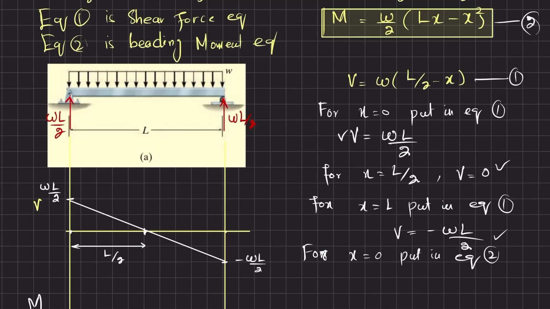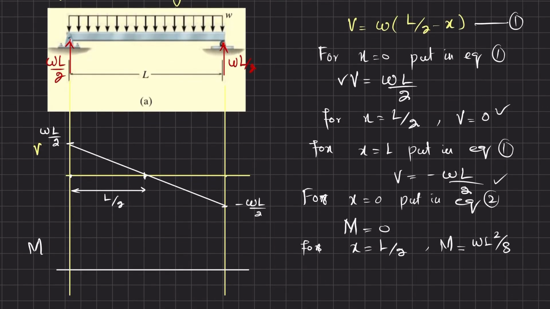Equation 2 is this one. When x is equal to 0, the moment will be equal to 0. For x is equal to L over 2, when you put it in equation number 2, you will get moment equal to WL square over 8. And for x is equal to L, when you put it in equation 2, you will get moment equal to 0. So you can put and you can check.